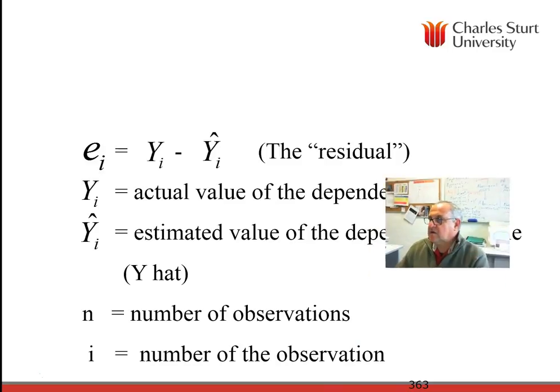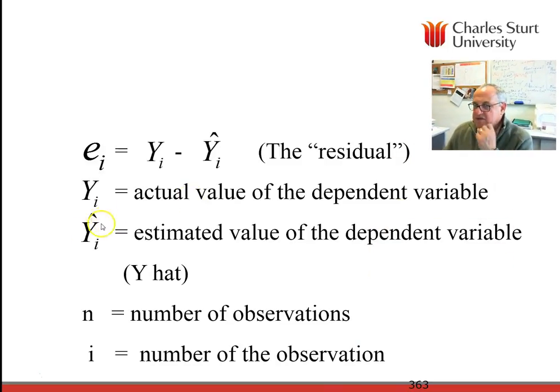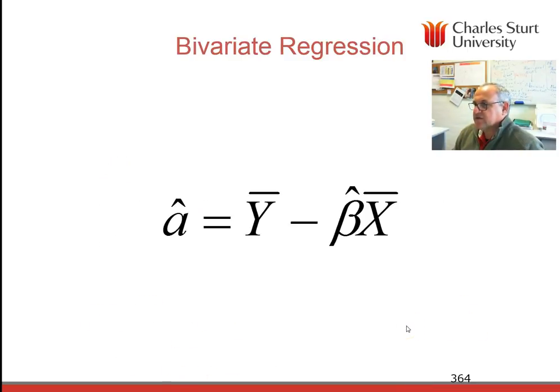Okay, so here's some more terms, and it's important that you just have an understanding of what they're called. This is often called a hat. The actual value is Y whatever. The residual is the difference of the actual value less the predicted value, so the residual will be 0 if they're the same. N is the number of observations, I is the number of that observation.